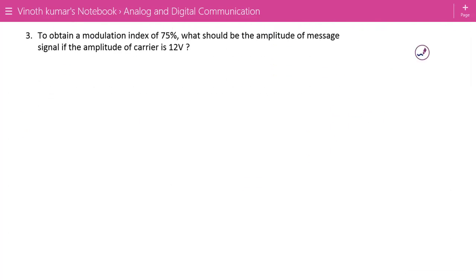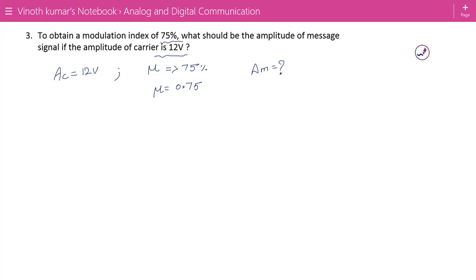So the next problem is, to obtain a modulation index of 75%, what should be the amplitude of the message signal if the amplitude of the carrier is 12 volts. We are given the amplitude of the carrier signal and the modulation index value, that is AC is equal to 12 volts and modulation index mu is equal to 75%, which is nothing but 0.75. So we want to calculate the message signal amplitude, we need to find AM.